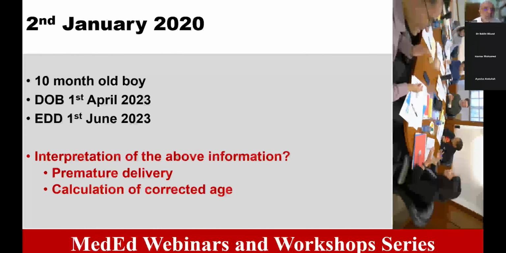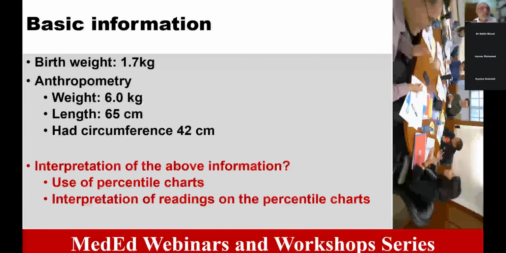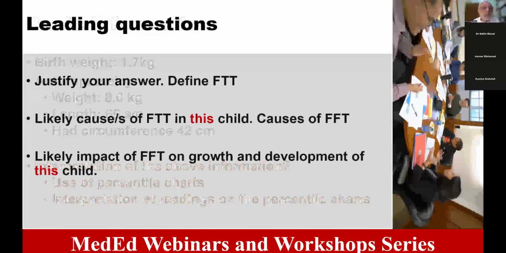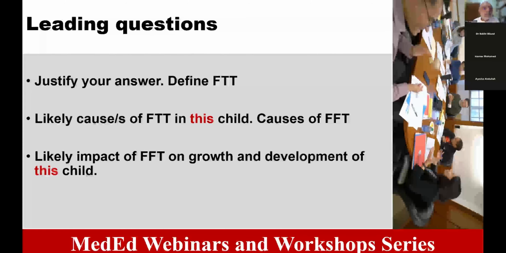They have to recognize that this is a preterm delivery, and then they have to calculate the corrected age. So the concept of corrected age is there. And then we give information about the birth weight and the anthropometry, and they are supposed to plot this information on the percentile charts and interpret it. Right, so every student is working on that, and then obviously they have to answer and justify their answers: the likely causes of failure to thrive in this particular child, and the likely impact of failure to thrive on growth and development of this child.